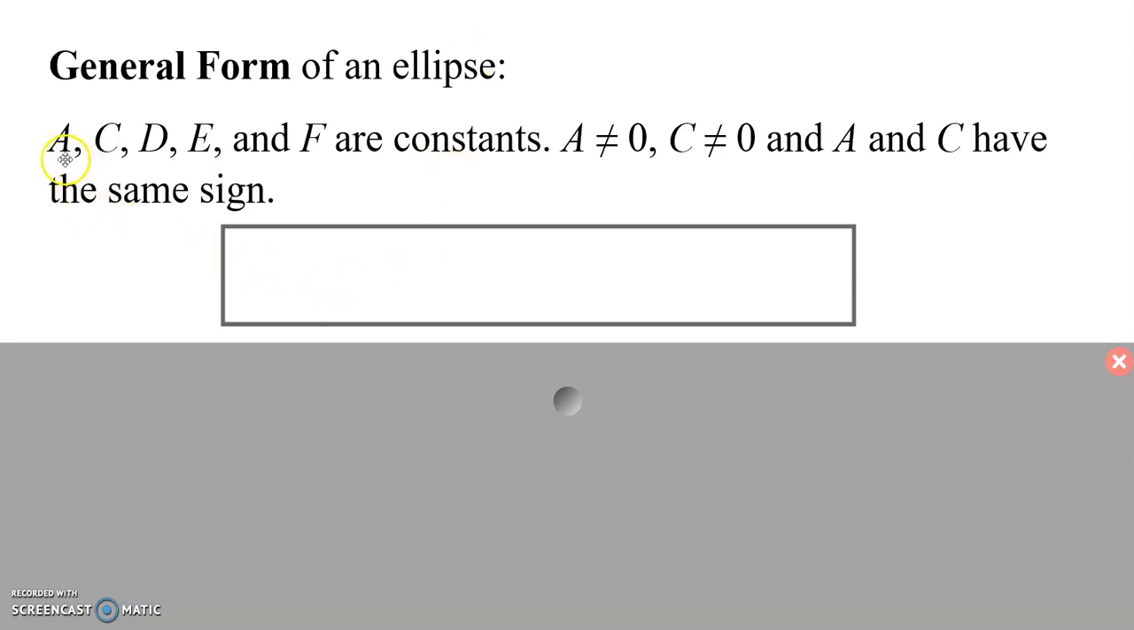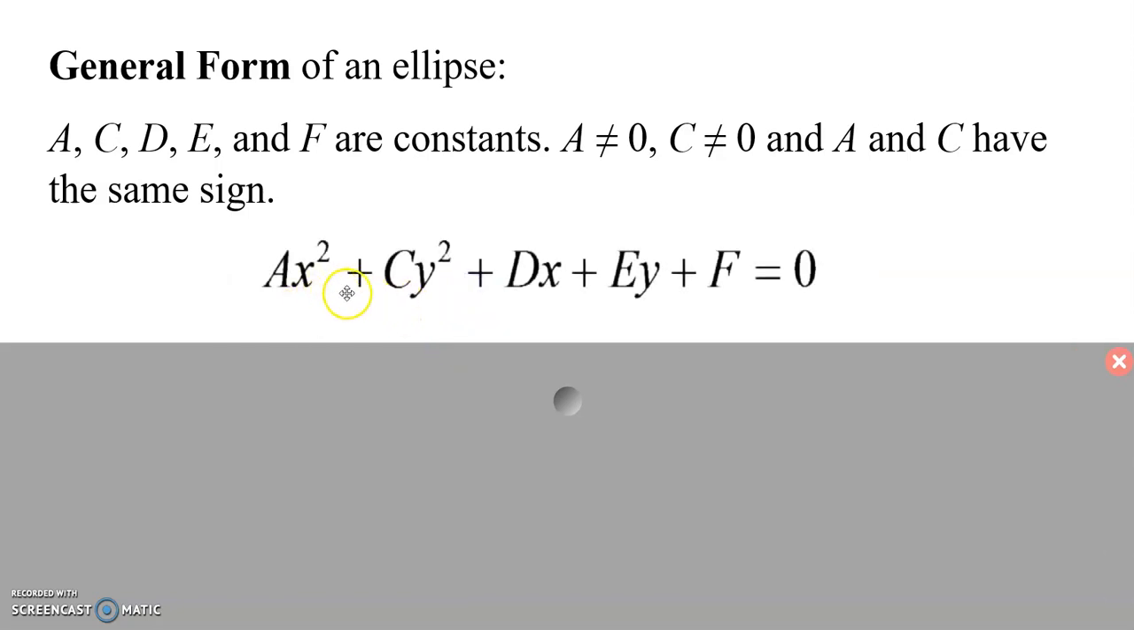So for the general form, we've got these values a, c, d, e, and f. You'll notice we are going to miss the letter b. That's because a term that could be here would be like a bxy, which we're not going to deal with because that would actually take an ellipse and turn it sideways, or rotate an ellipse, which we won't be doing. But that's why we're skipping the letter b.